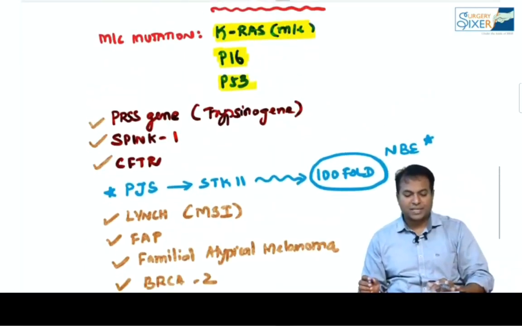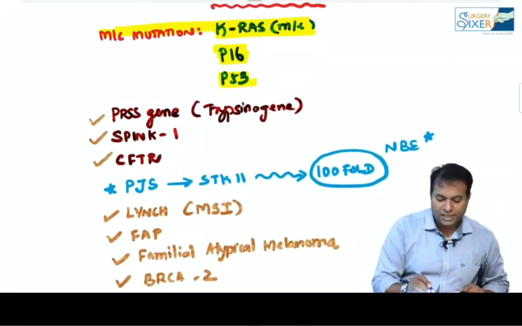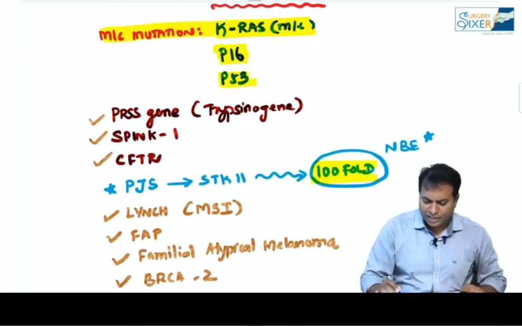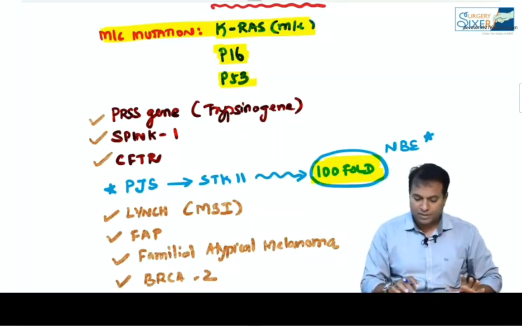So these are the various mutations, and the MCQs asked are: the most common mutation is the KRAS mutation, and the 100-fold risk associated with Peutz-Jeghers syndrome. So please don't forget these 2 points. Very important for your exams.